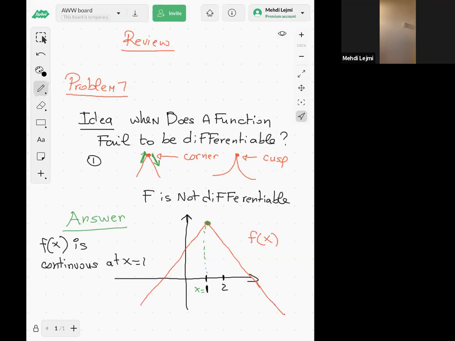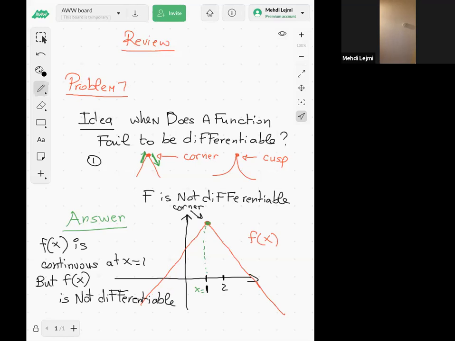But the thing is, because we have this corner at x equal to one, right? This is our corner here. Then f is not differentiable. And again, why is it not differentiable?